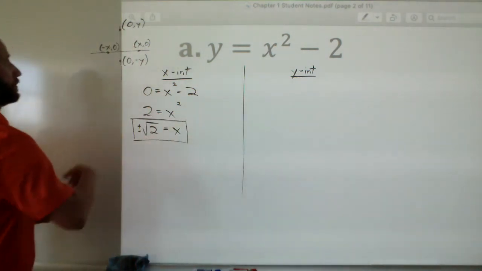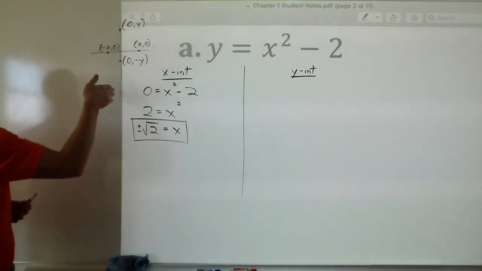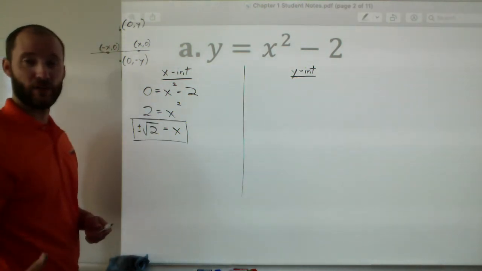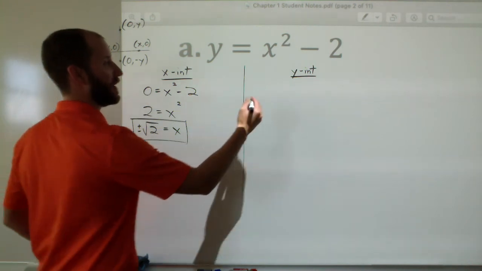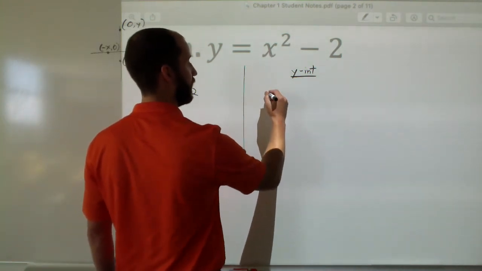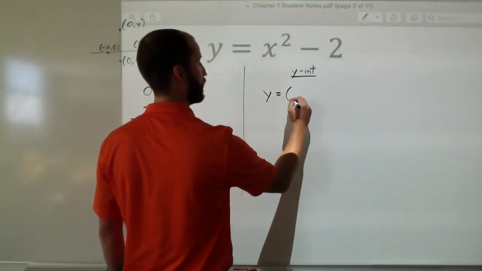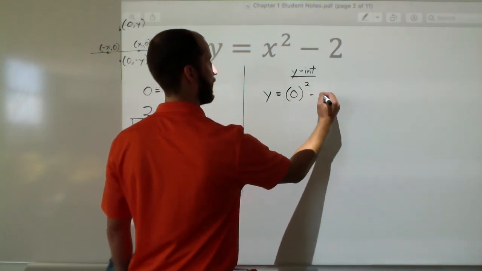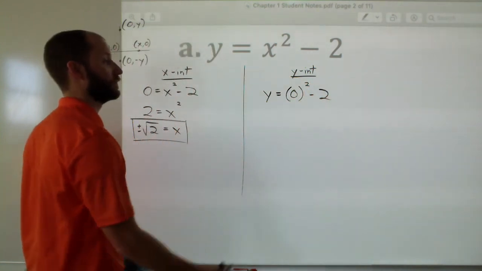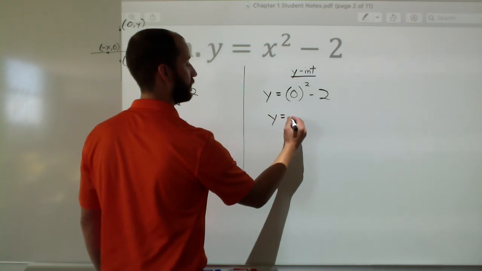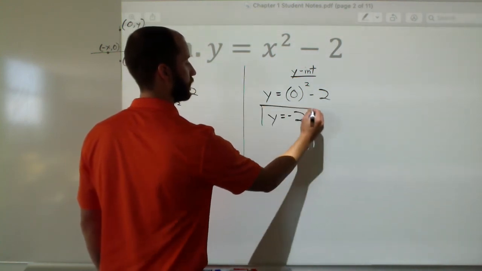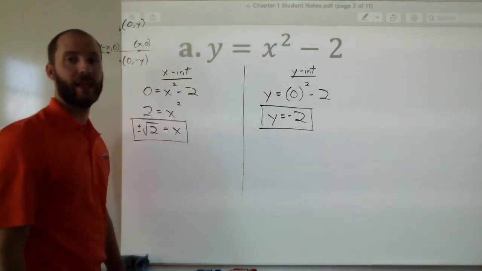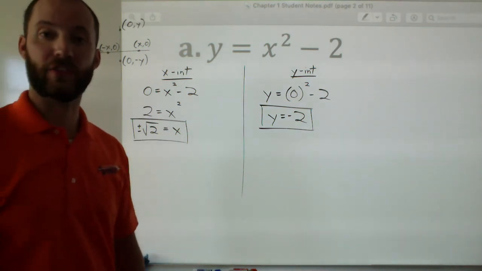For our y-intercept, we want a point on the y-axis. Any x value is going to be 0. We're going to use that information to say, okay, this x right here, if we want to know the y-intercept, that means that x value is going to be 0. You simplify down, and you have your y-intercept.